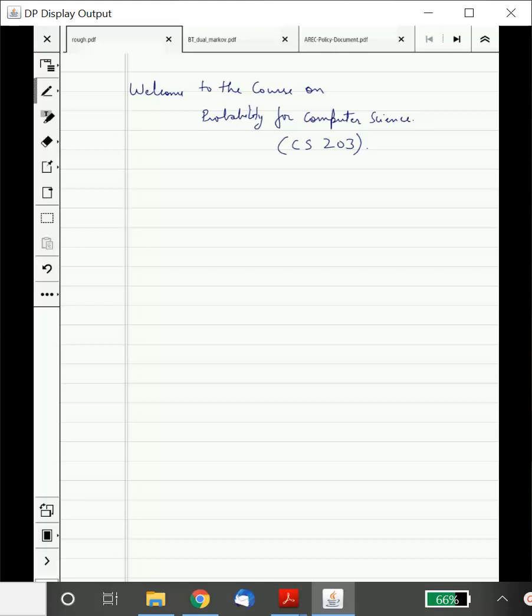Hi all, a very warm welcome to the course for Probability for Computer Science. As we know in IIT Kanpur, this is known as CS203. This is the first introductory lecture. Today, we are not going to talk about anything technical, but just give you an introduction about the course. That means what will be covered and why is it important for you.